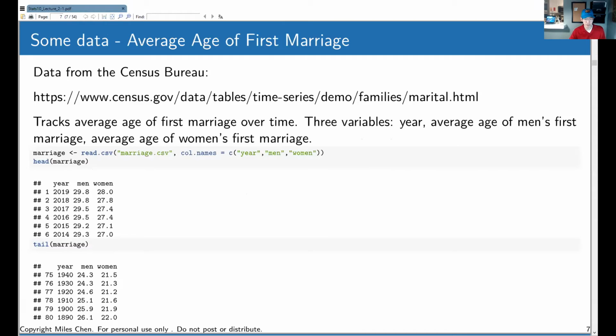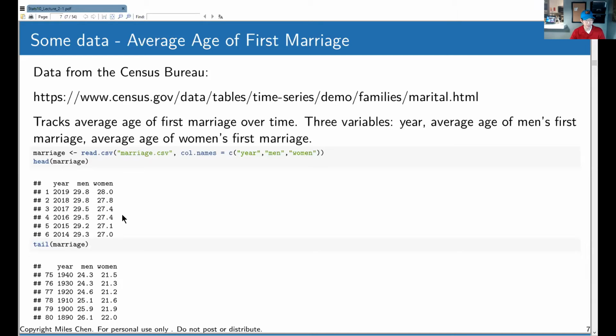Okay, so just one example that I'm going to load up is the average age of first marriage. Okay, so this is coming from the government website, the Census Bureau. All right, and they've recorded each year what is the average age of first marriage. So all the people who got married and things like that, they record what was the average age.